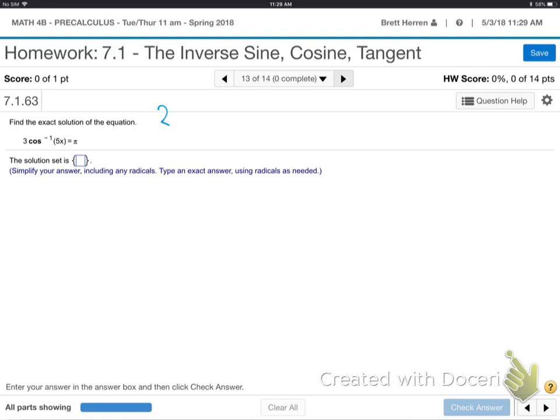So it says 3 cosine inverse 5x is pi. Yeah, they want me to solve for x there. X is over here saying, I want to be alone. So let me let you try that. Can you get x alone? It's peeling the onion again. You know what I mean? Start at the outer edge. Get rid of the 3. Get rid of the cosine inverse. Get rid of the 5. So peel the onion. Get the x alone there.